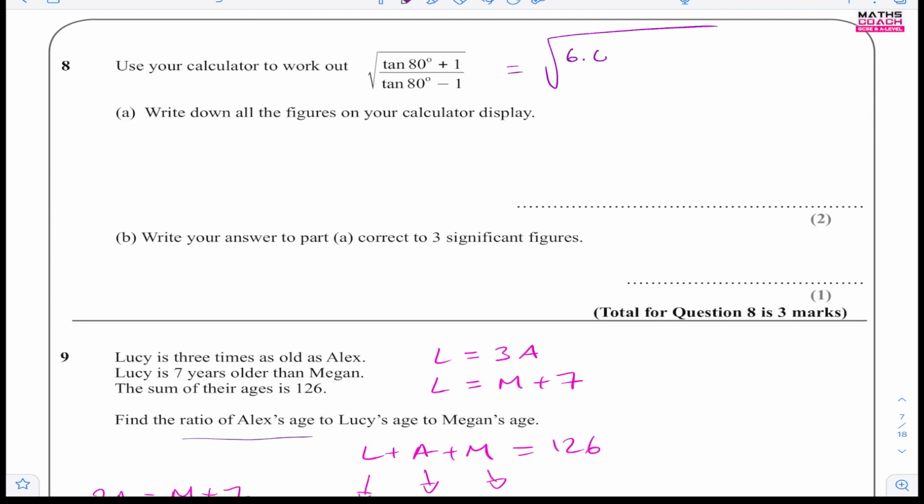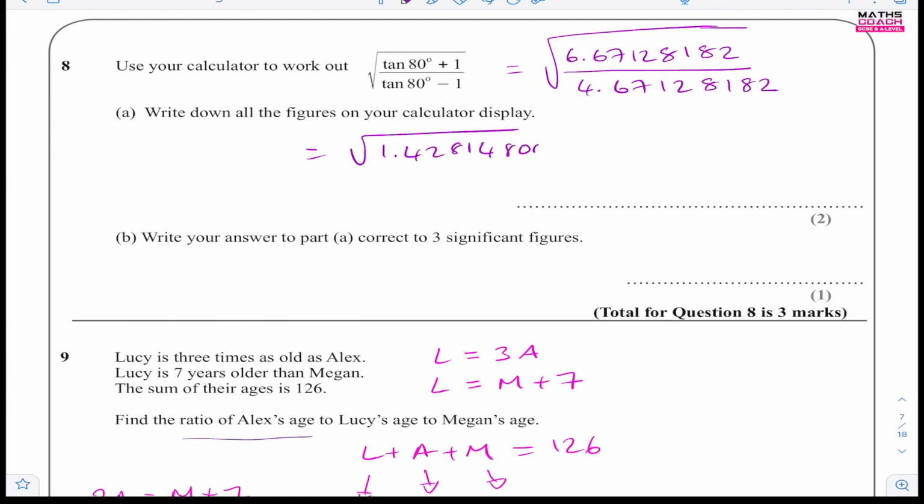So you get 6.67128182. And then you work out the second part. So tan 80 minus 1, and that gives you 4.67128182. Now you can work out what's inside the square root, and that gives us the square root of 1.428148007. Finally, if you square root your answer, you get 1.19505146, and that is all the figures on the calculator display.